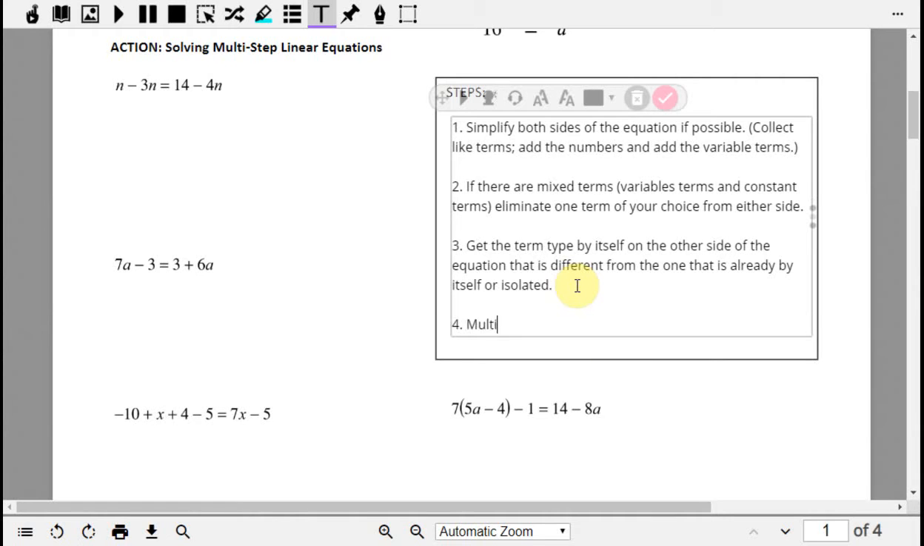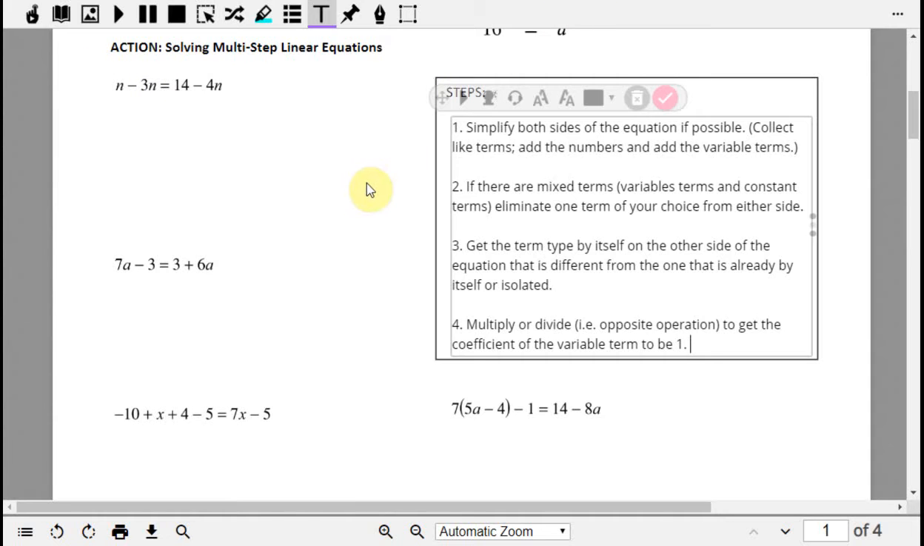Then you multiply or divide, which is the opposite operation, to get the coefficient of the variable term to be 1. Now let's work through some of these equations together.